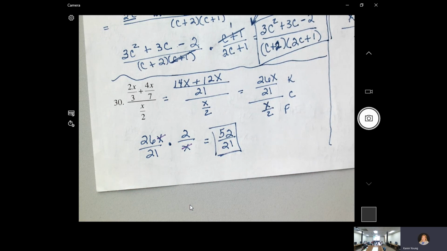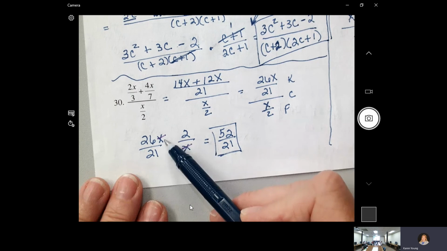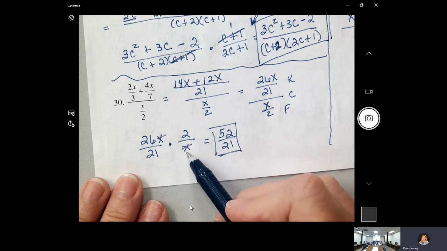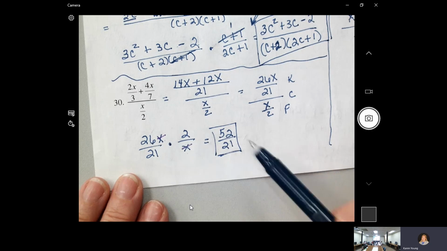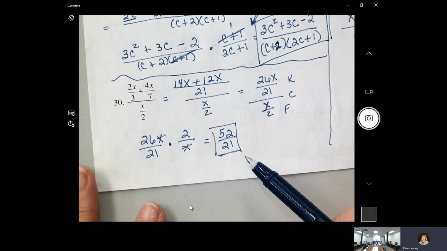That's one thing in algebra. We don't normally change an improper fraction to a mixed number. We leave it as an improper fraction. You're able to cancel x. Right, because it's 26 times x, and then just over a single x. Now, if it was 26 plus x, then I couldn't cancel it.